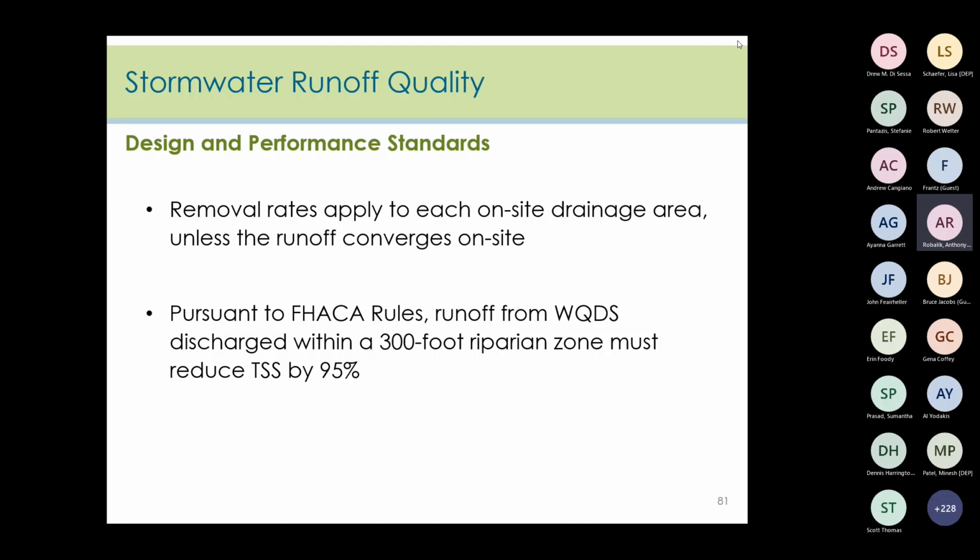Each individual drainage area must meet the 80% requirement unless there is convergence prior to discharge from the site. Drainage areas discharging to different locations cannot be averaged together. And additionally, water discharging within a riparian zone must reduce TSS by 95%.